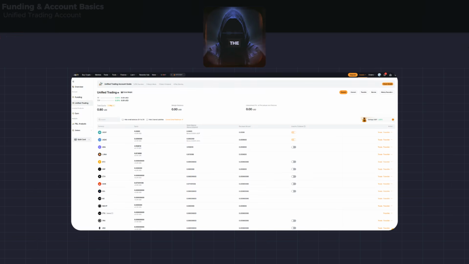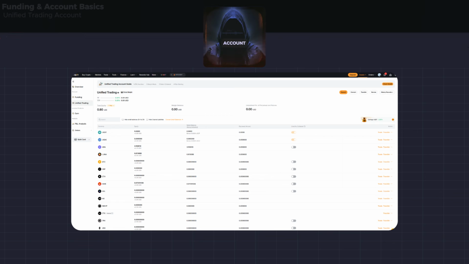Now let's move to the core, the unified trading account. This is your main trading account. This is where all trading happens: spot, margin, futures, options. What makes it different? It's a unified system where your assets can be used as collateral. In simple terms, you don't need separate balances for each trade. The system calculates your total balance and allows you to use it across products.